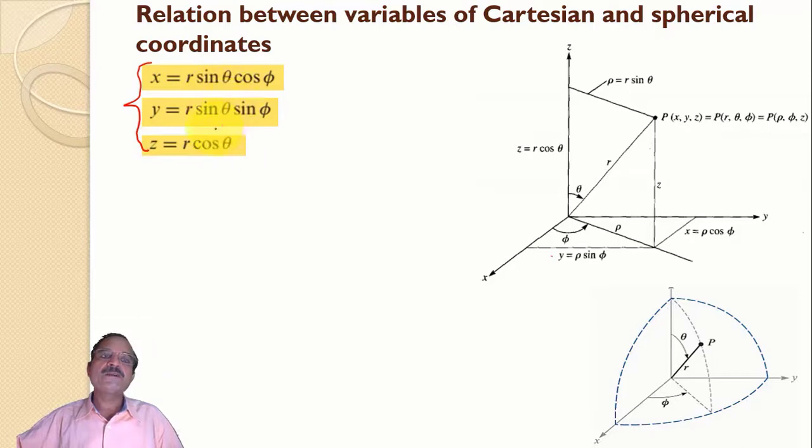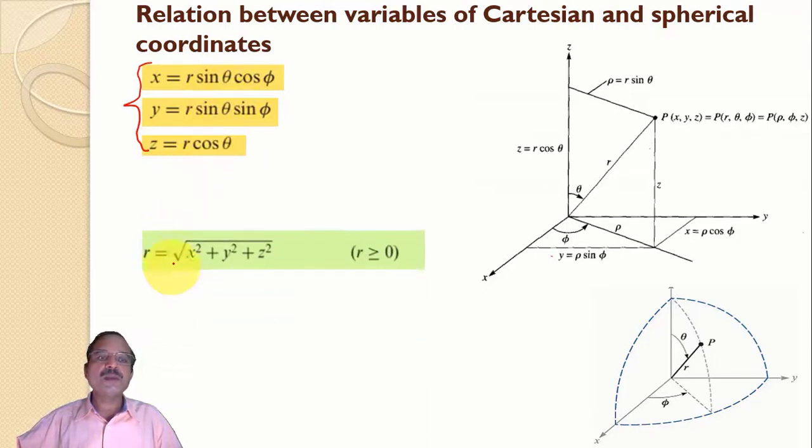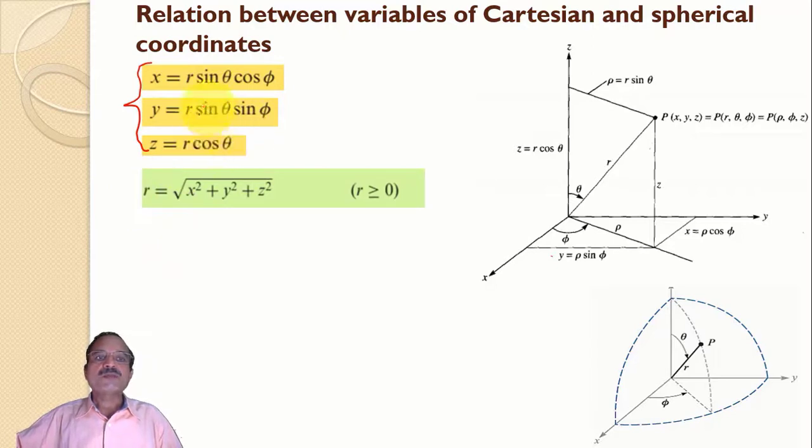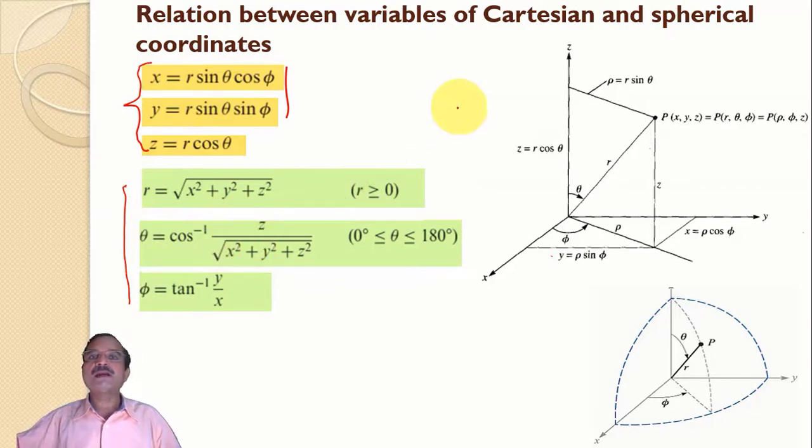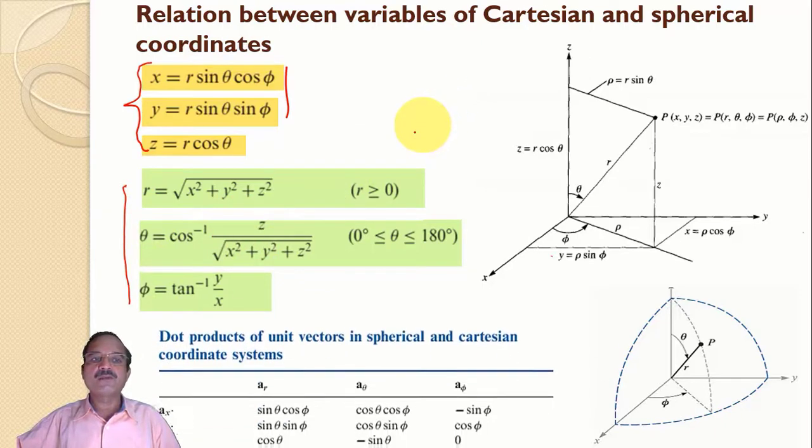Rearranging these three equations, I can get r, theta, phi in terms of x, y, z. So r is nothing but the square root of x square plus y square plus z square. Similarly, theta is equal to cos inverse of z upon the square root of x square plus y square plus z square, and phi is equal to tan inverse of y upon x. So using these equations, I get r, theta, phi in terms of x, y, z. That means Cartesian variables in terms of spherical variables.